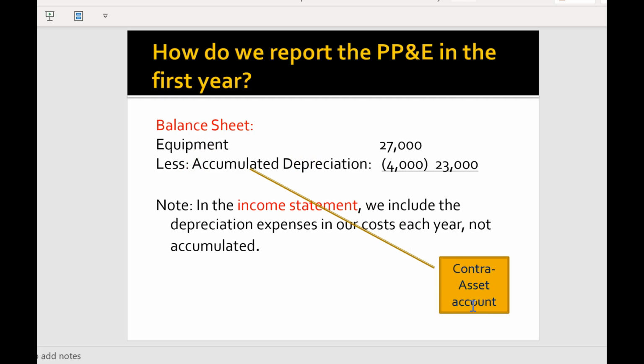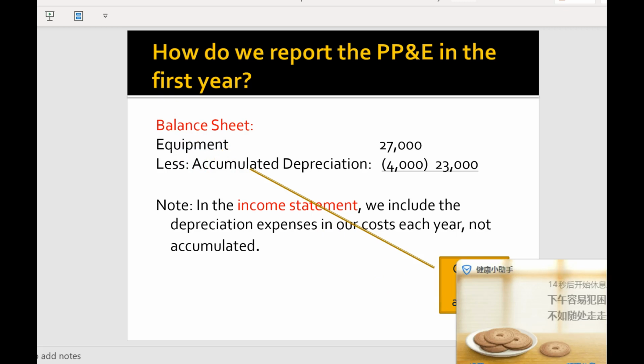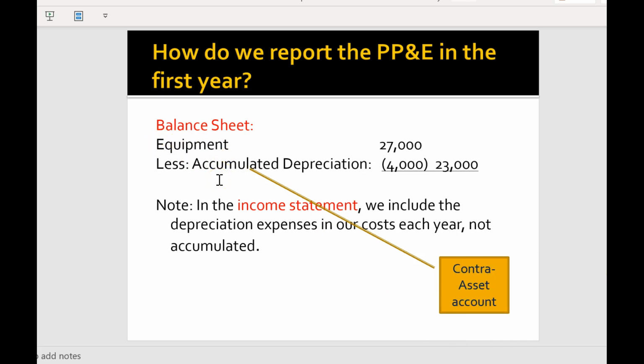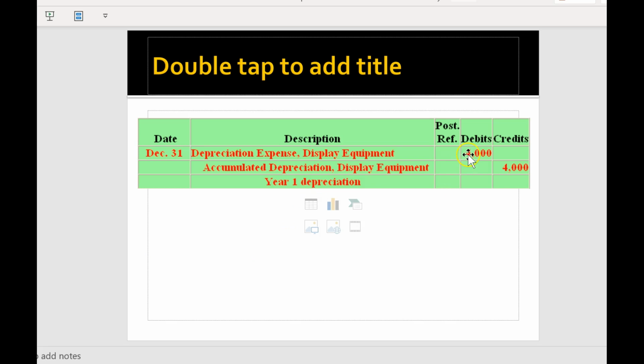A contra asset account is kind of an asset account because it's in the asset section of the balance sheet, but contra means opposite. So it's the opposite side of the asset account. It's a negative. You can consider it as a negative asset. So it works in a negative way. Okay. In the income statement, we will be including this 4,000.